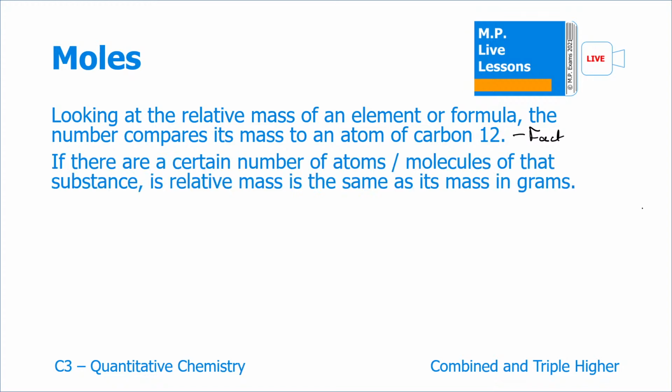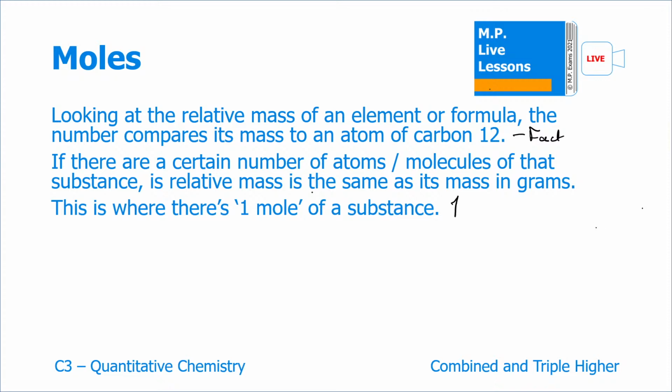Now, if there are a certain number of atoms or molecules of that substance, its relative mass is the same as its mass in grams. So, for example, if we have one, that becomes 1 mole of the substance. So, like 1 mole of carbon-12, like carbon atoms with masses of 12. This becomes simply 12 grams.